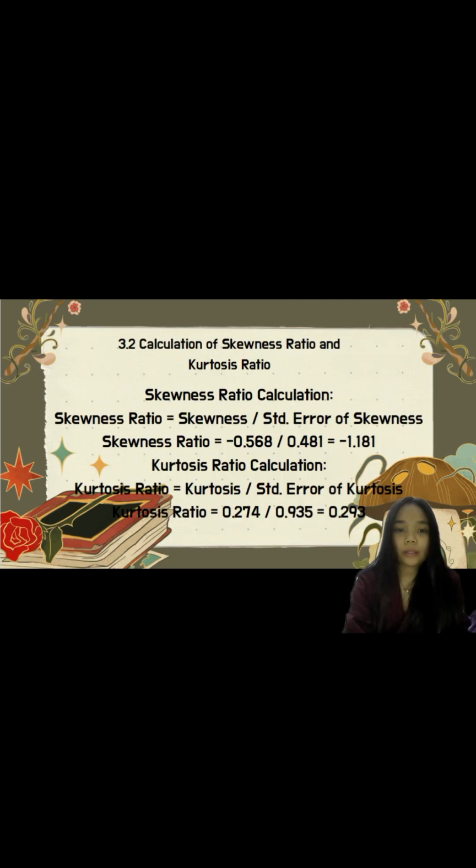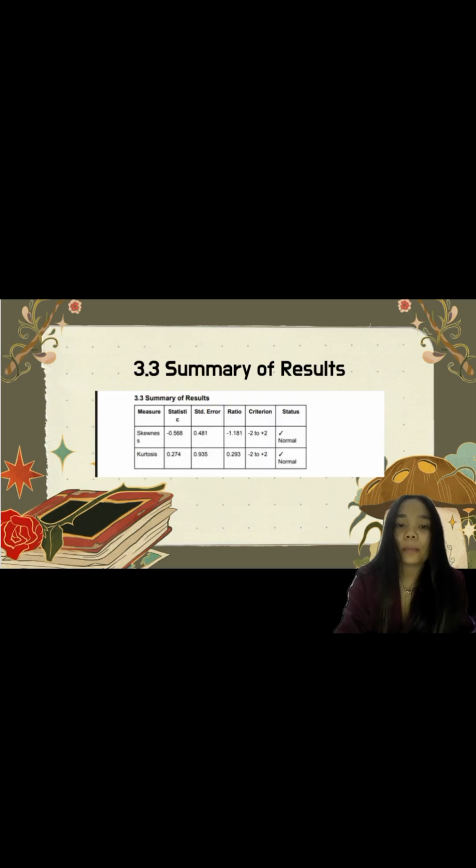Right now we have the calculation of skewness ratio and kurtosis ratio. The skewness ratio calculation is skewness divided by the standard error of skewness. For example, minus 0.568 divided by 0.481 equals minus 1.181, and then for the kurtosis ratio calculation, 0.274 divided by 0.935 equals 0.293.